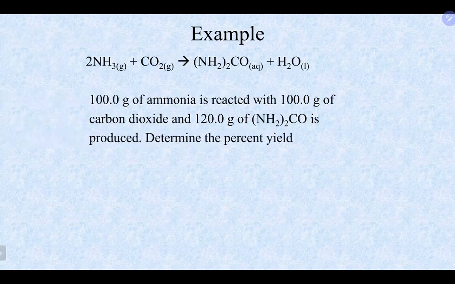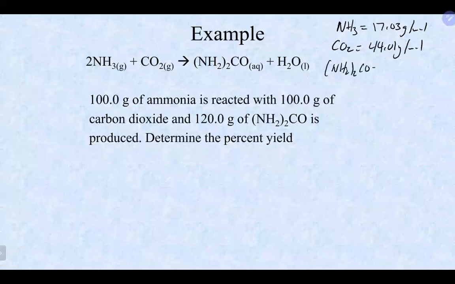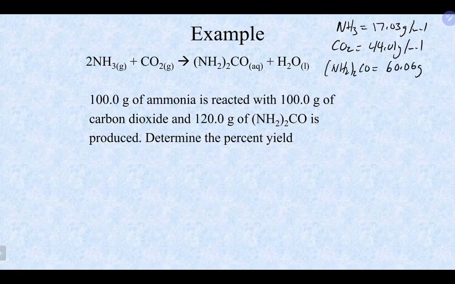Basically the same reaction as last time. We want to determine the percent yield if we started with 100 grams of each of our reactants and we produced 120 grams. That means we should have the same numbers as previously. So NH3 was 17.03 grams per mole, CO2 was 44.01, and our product there was 60.06, I believe. All right, so we're actually looking for the percent yield here.